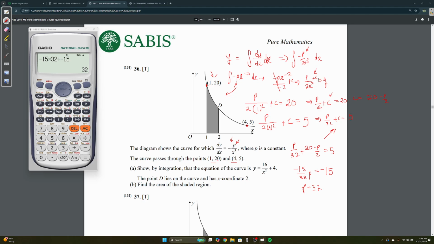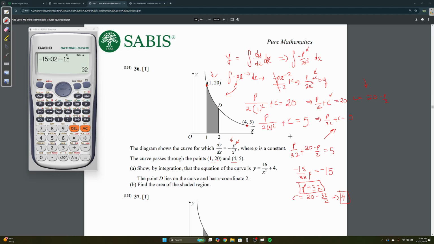So p over 2x squared plus c, right? We found p is 32, we need c. We said c is equal to 20 minus p over 2. So c is equal to 20 minus 32 over 2, so it's equal to 4. Because 32 over 2 is 16, 20 minus 16 is 4. So you get p equals 32, c equals 4.